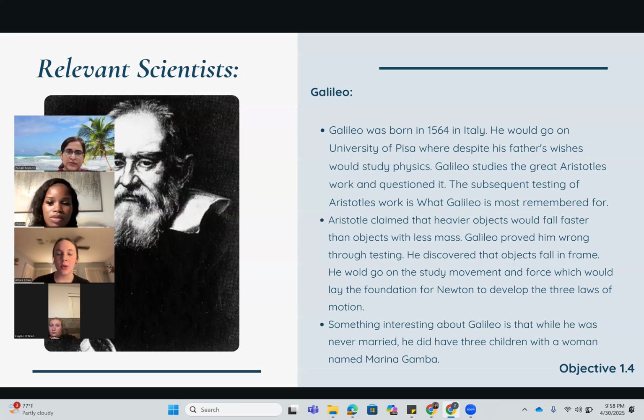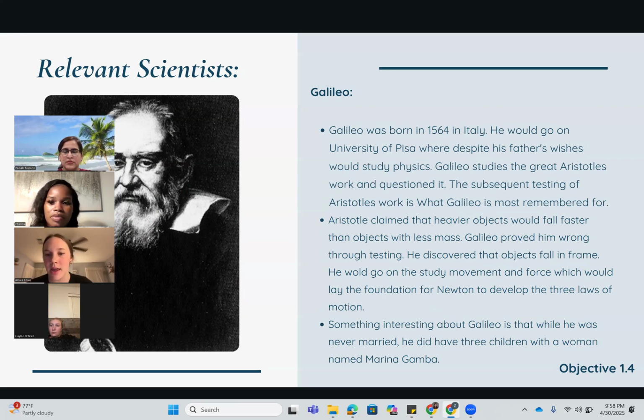And then someone who helped him along the way was Galileo. He was born in 1564 in Italy, and he would go on to study at the University of Pisa, where, despite his father's wishes, he would study physics. He studied the great Aristotle's work and questioned it. The subsequent testing of Aristotle's work is what Galileo is most remembered for.